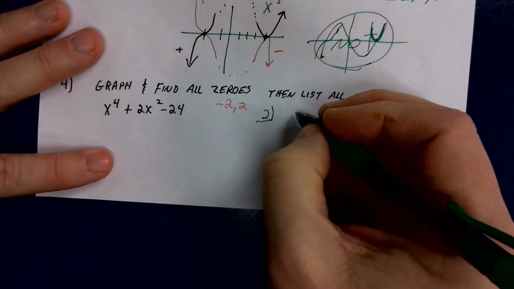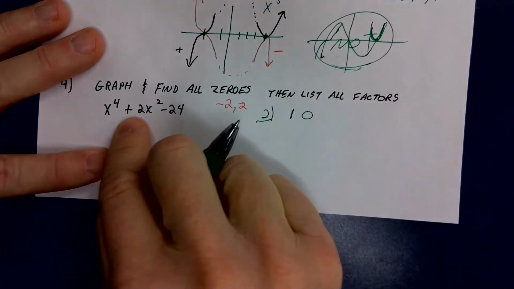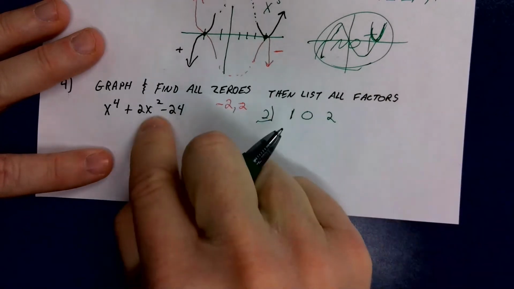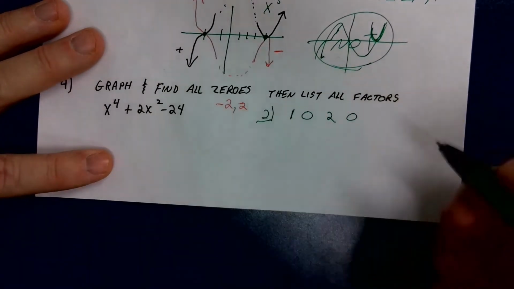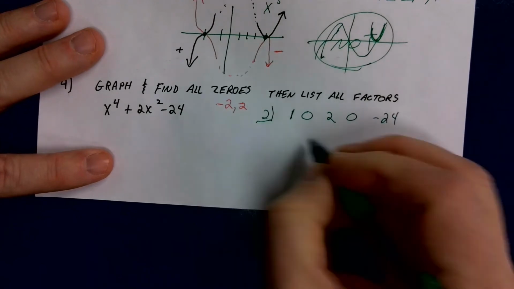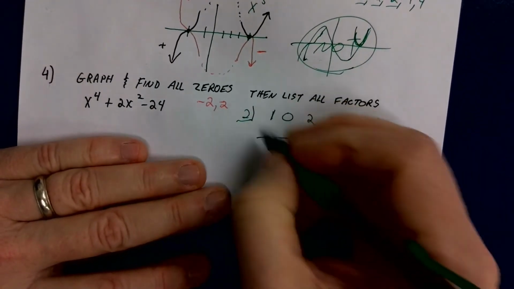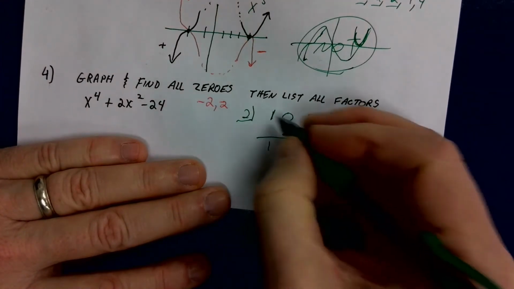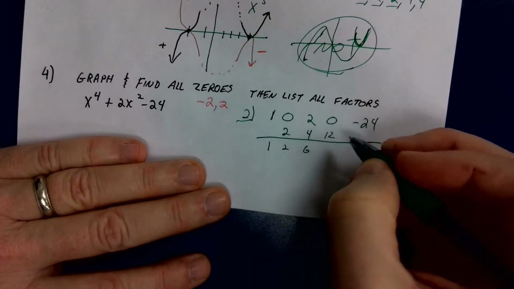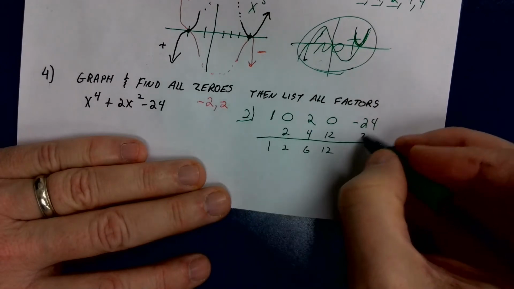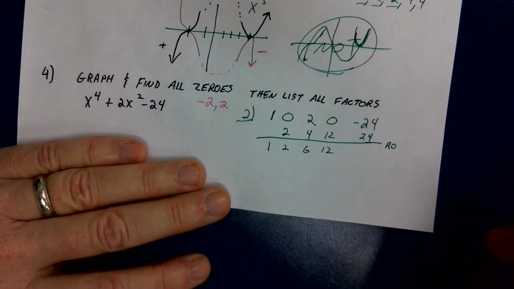So here's my synthetic division. 1 for the x to the 4th. 0 for the x cubed. 2 for the x squared. 0 for the x, because we have to put in placeholders. Minus 24 for the constant. Bring the 1 down. 1 times 2 is 2. 2 times 2 is 4. 6, 2 times 6 is 12. 12, 2 times 12 is 24. Remainder 0. Yay, it worked.